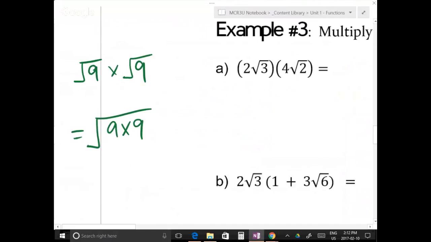Are these the same thing? Can I say this? Is the square root of 9 times the square root of 9 the same thing as the square root of 9 times 9? Why don't you check it? Why don't you test it? How could you test that?